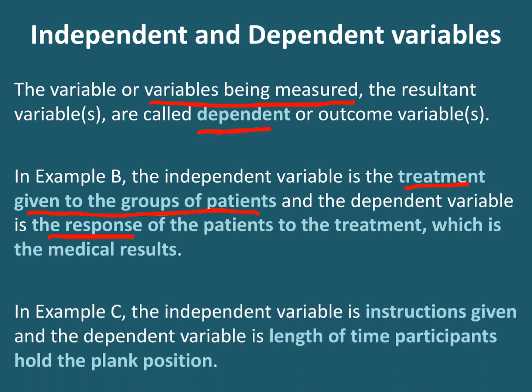And in example C, the independent variable is the instructions given, and the dependent variable is the length of time that they get to hold the position. Because again, the independent variable was the fact that the instructor was giving two different classes two different instructions, but the instructor was looking for the same outcome.